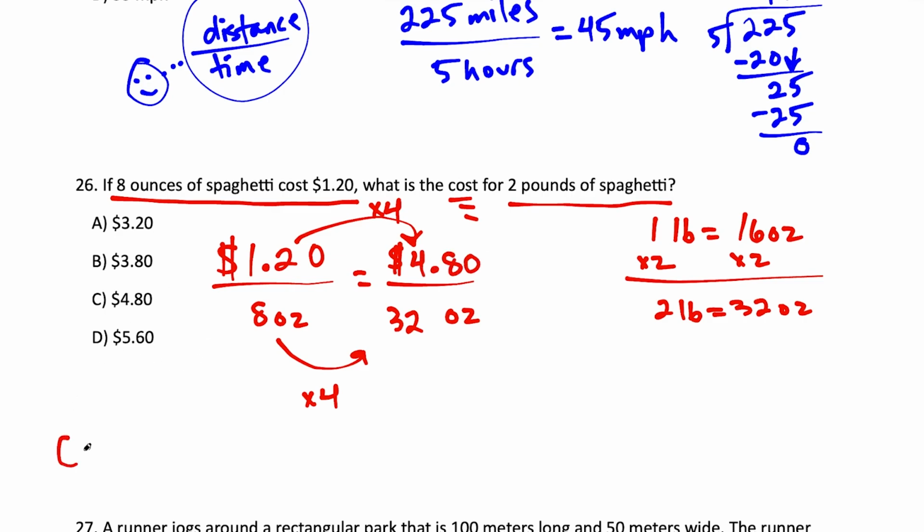The math that I'm doing in my head to be able to do that quickly is I'm just thinking of, instead of doing $1.20 times 4, I'm doing 12 times 4. And I know that 12 times 4 is 48. So I'm just moving the decimal accordingly.